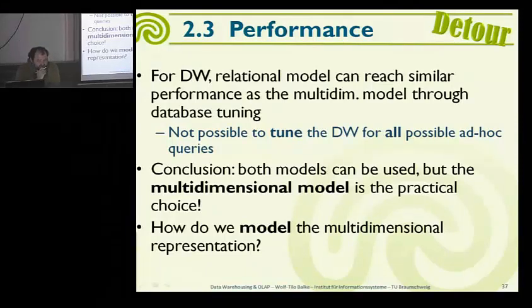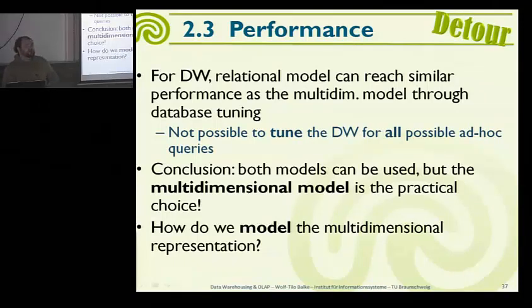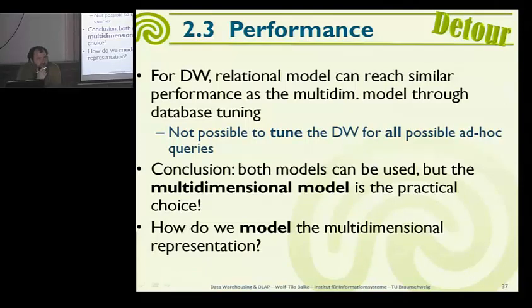So the conclusion here is that you can basically use both models. That's not a problem. You can do relational or you can do a multidimensional model. But if you would rather invest a little bit more in the load process and then have easy and quick querying, that is rather reflected in the multidimensional model. So having a native multidimensional model in the data warehouse for storage is probably a good idea.